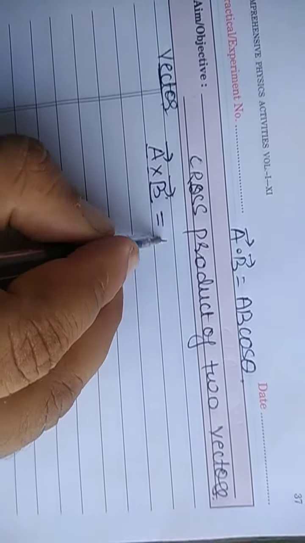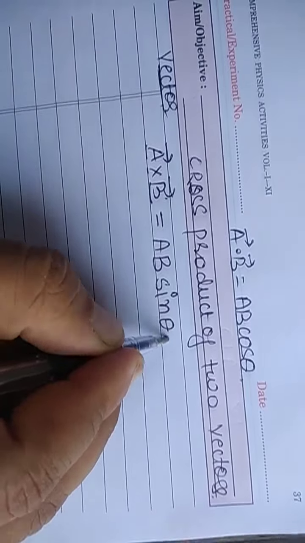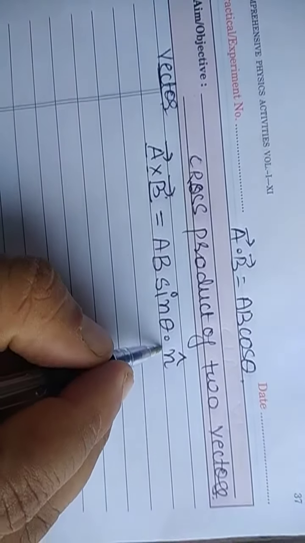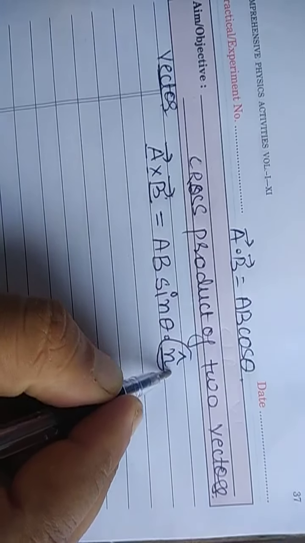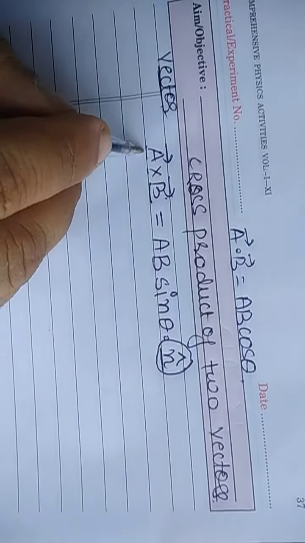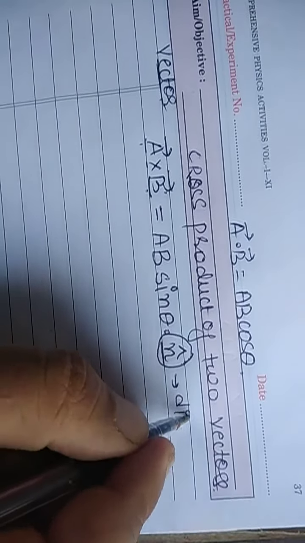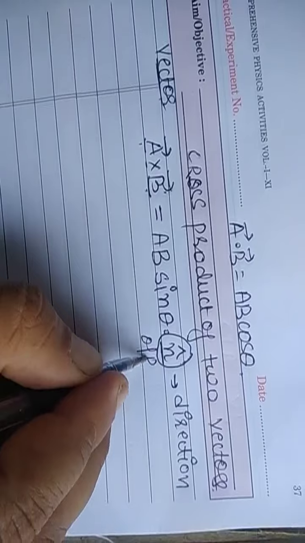So it will be equal to what? It will be magnitude of A, magnitude of B into sin theta. The new parameter that comes is n cap. Where n cap is the unit vector, listen carefully, n cap is a unit vector which is perpendicular to the vector A and vector B and gives the direction of resultant. It gives the direction of resultant.